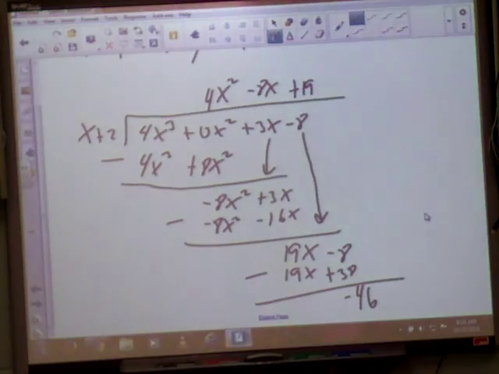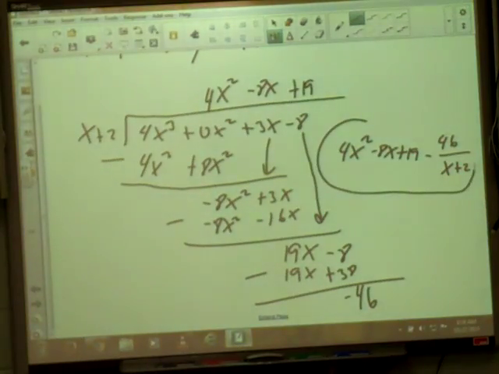Alright, now when we write our answer, when we got a remainder, when you were taught long division, you got to put a big capital R with a negative 46. You don't get to do that now. Okay? So we take what we had on top. So I'm going to say 4x squared minus 8x plus 19. And then since my remainder is negative, I'm going to say minus, and you put your remainder over what you divided by. That's your answer. If my remainder would have been a positive, I'd have put plus, but it was a negative, so I put minus.